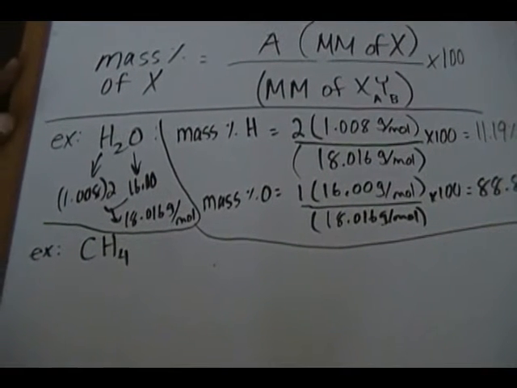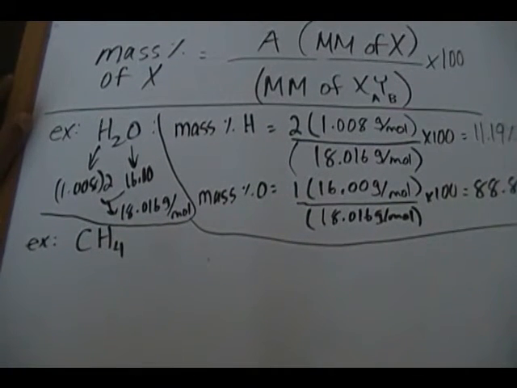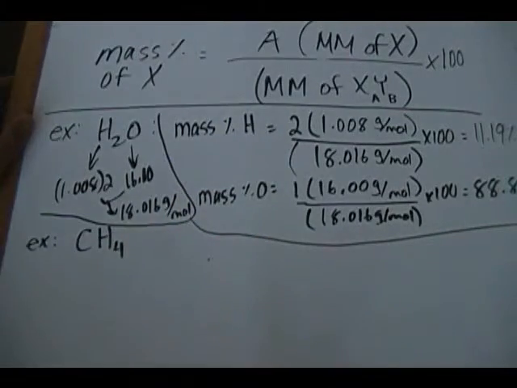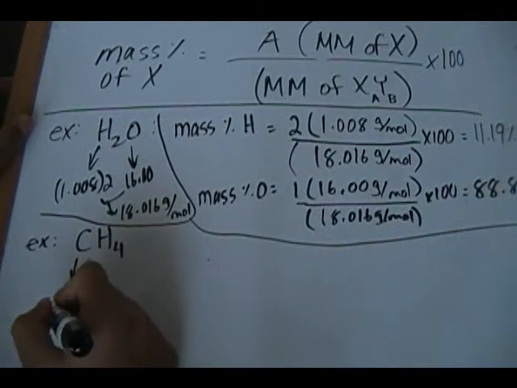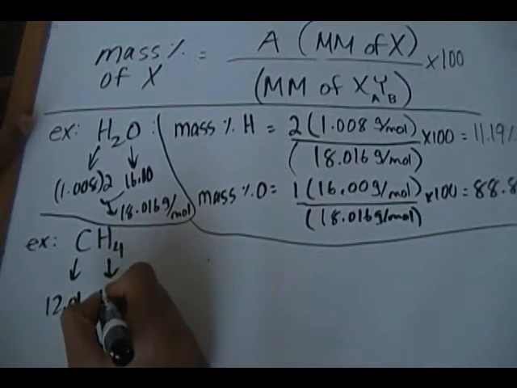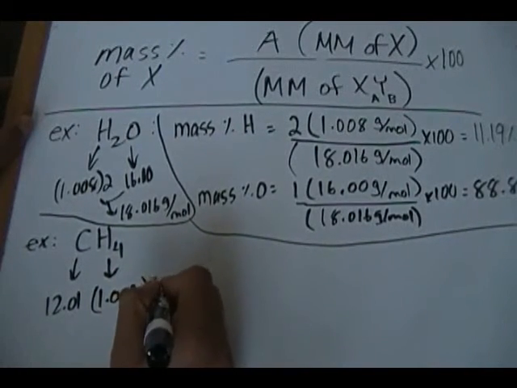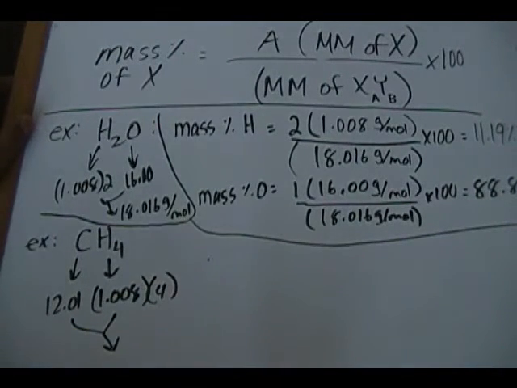Okay, so let's apply the same thing for methane. CH4 is methane. First things first, let's get the molar mass of methane out of the way, what we did for water. So the molar mass of carbon is 12.01 grams per mole. Molar mass of hydrogen is 1.008 grams per mole. We have 4 of them, so times that by 4. Get the sum of these guys.